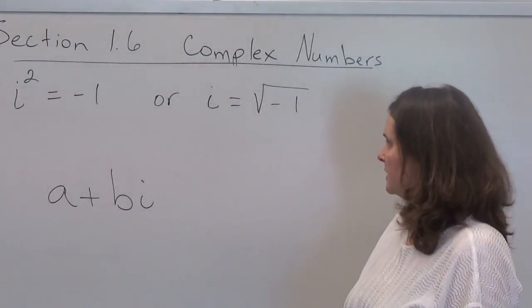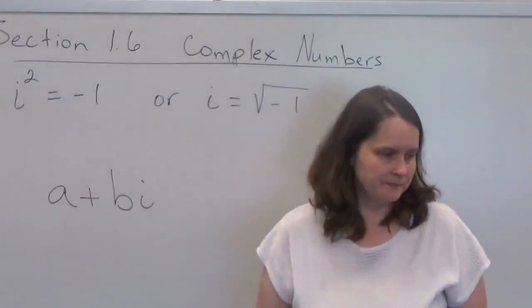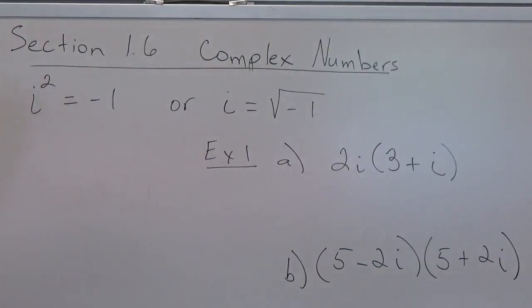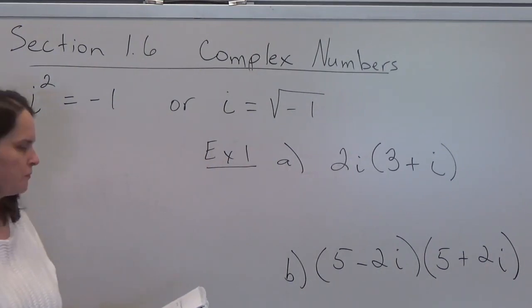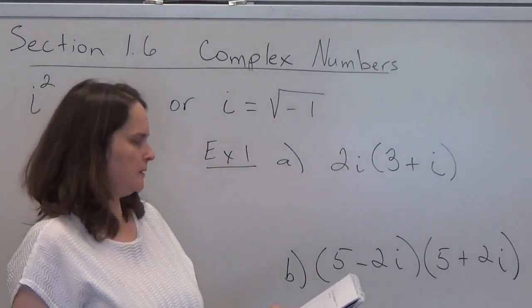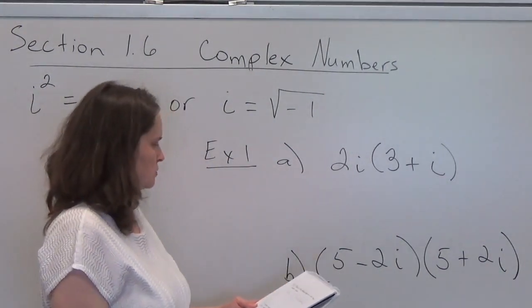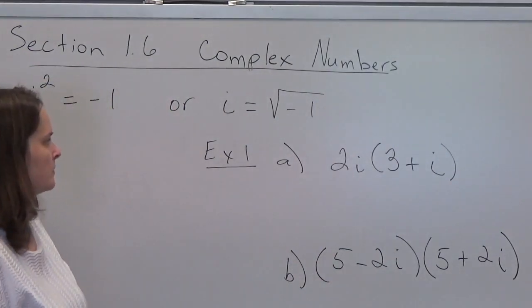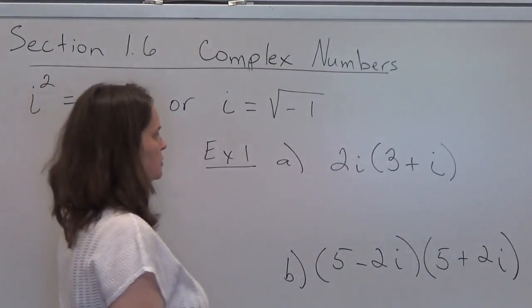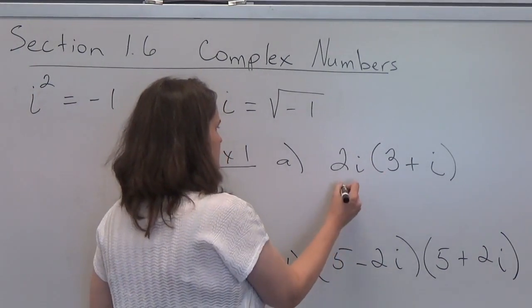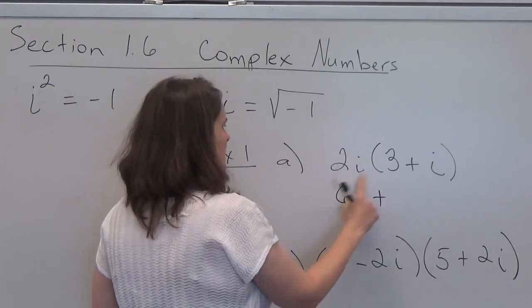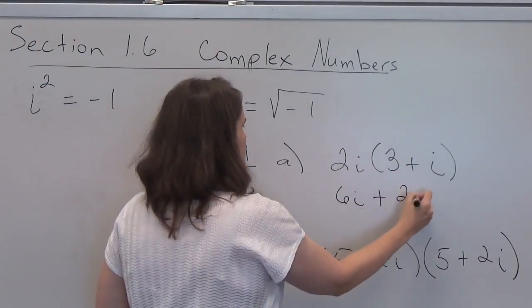All right, so we are ready to start looking at some examples. For example 1, we're asked to perform the indicated operations with the complex numbers. Part a, we've got 2i times 3 plus i. So we can go ahead and distribute our 2i. 2i times 3 gives me 6i. 2i times i gives me 2i squared.